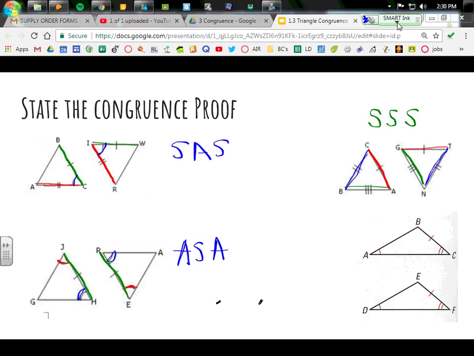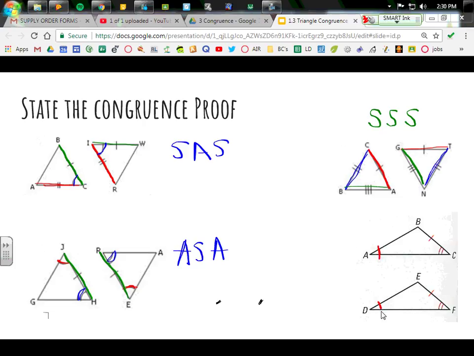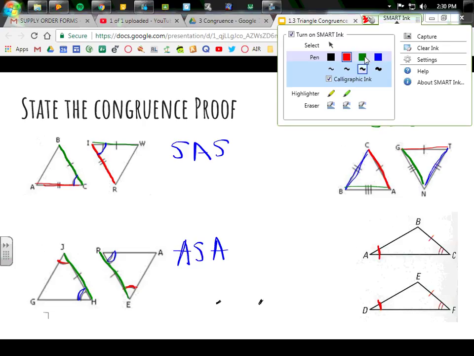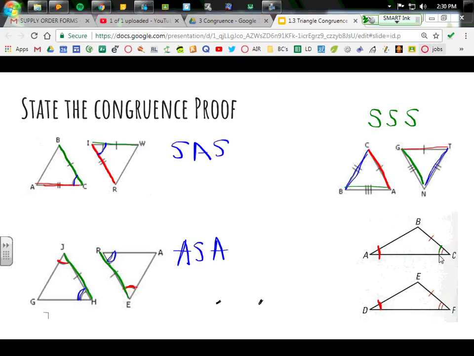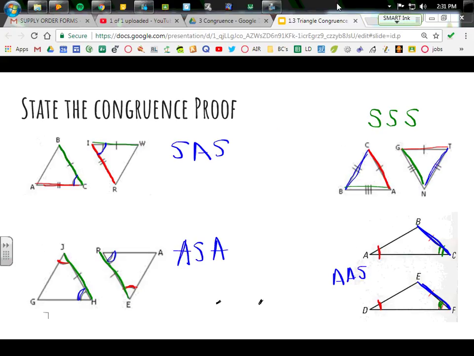All right, last pair. Here we have an angle that matches with an angle. We have the following angle, the adjacent angle, matches up with this angle. Then out here we have this side that matches with this side. So we have angle, angle, side. Okay. I hope that that helps. I hope that it makes sense, and I hope you can use it to identify some congruent triangles.